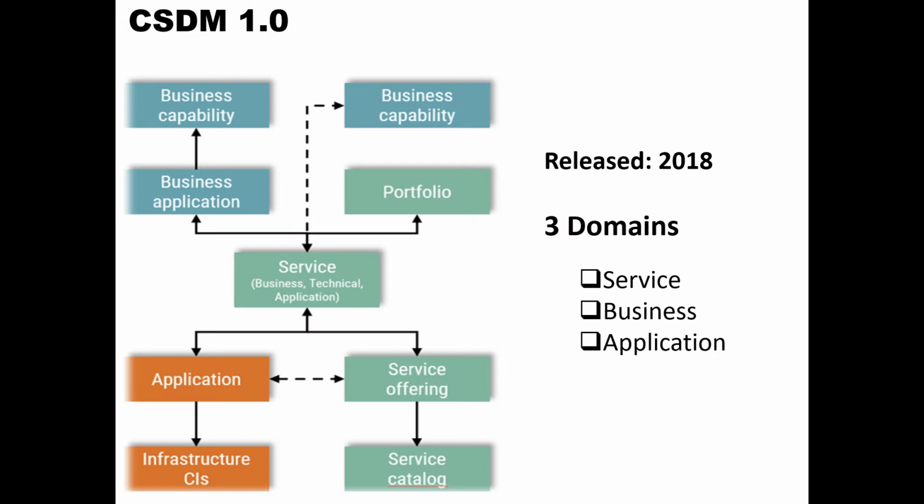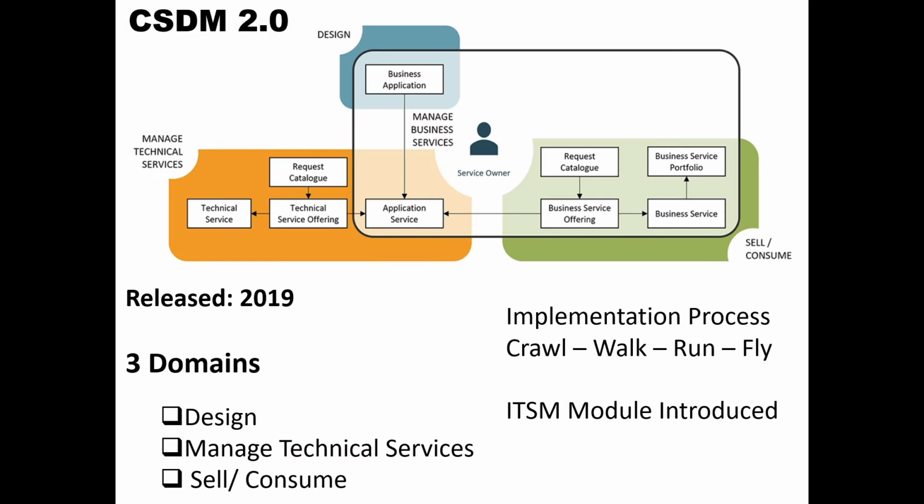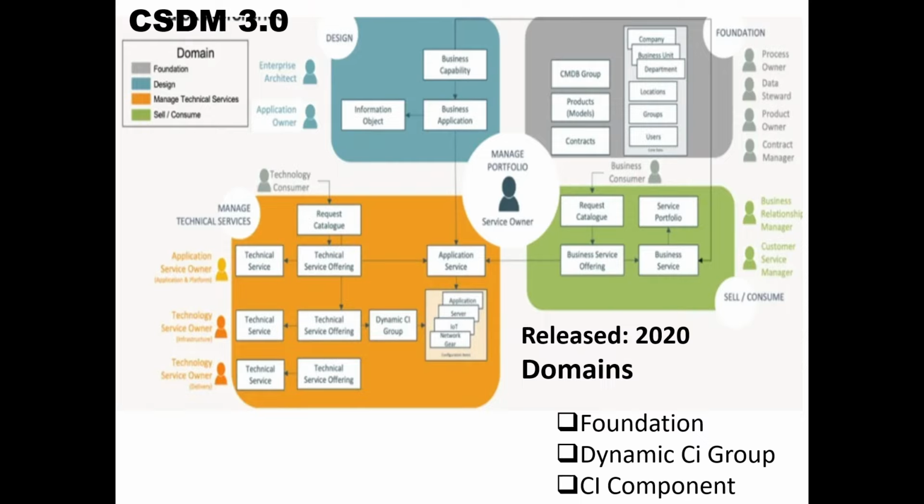So here you can see only three domains, and here ServiceNow brings the fourth domain, because to run all these three domains we need the foundation data, and it is very tough to manage the foundation data separately for each. So ServiceNow said, let me introduce a new concept called the foundation data, where they bring all your groups, users, location, department, business units, plus they bring the CMDB groups and the product model as well.